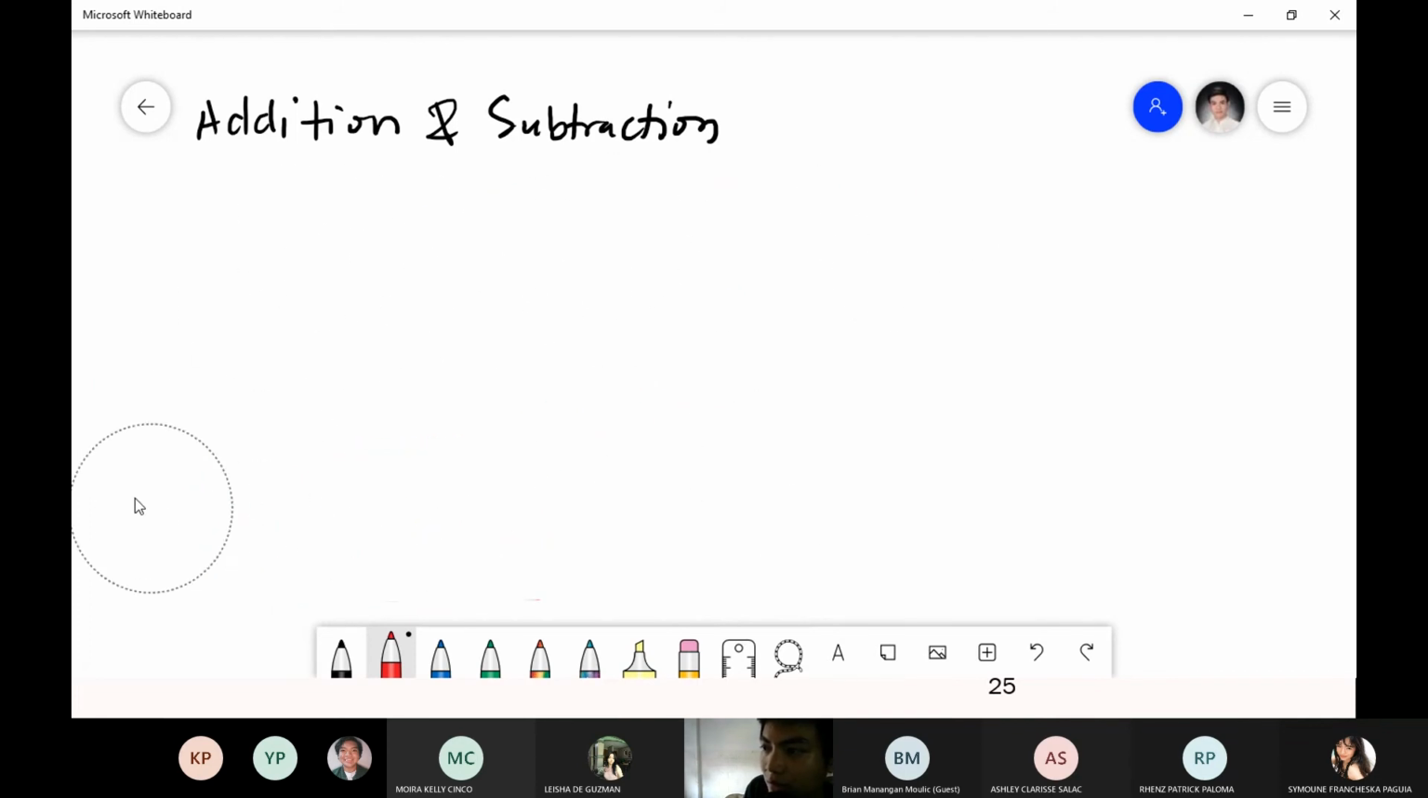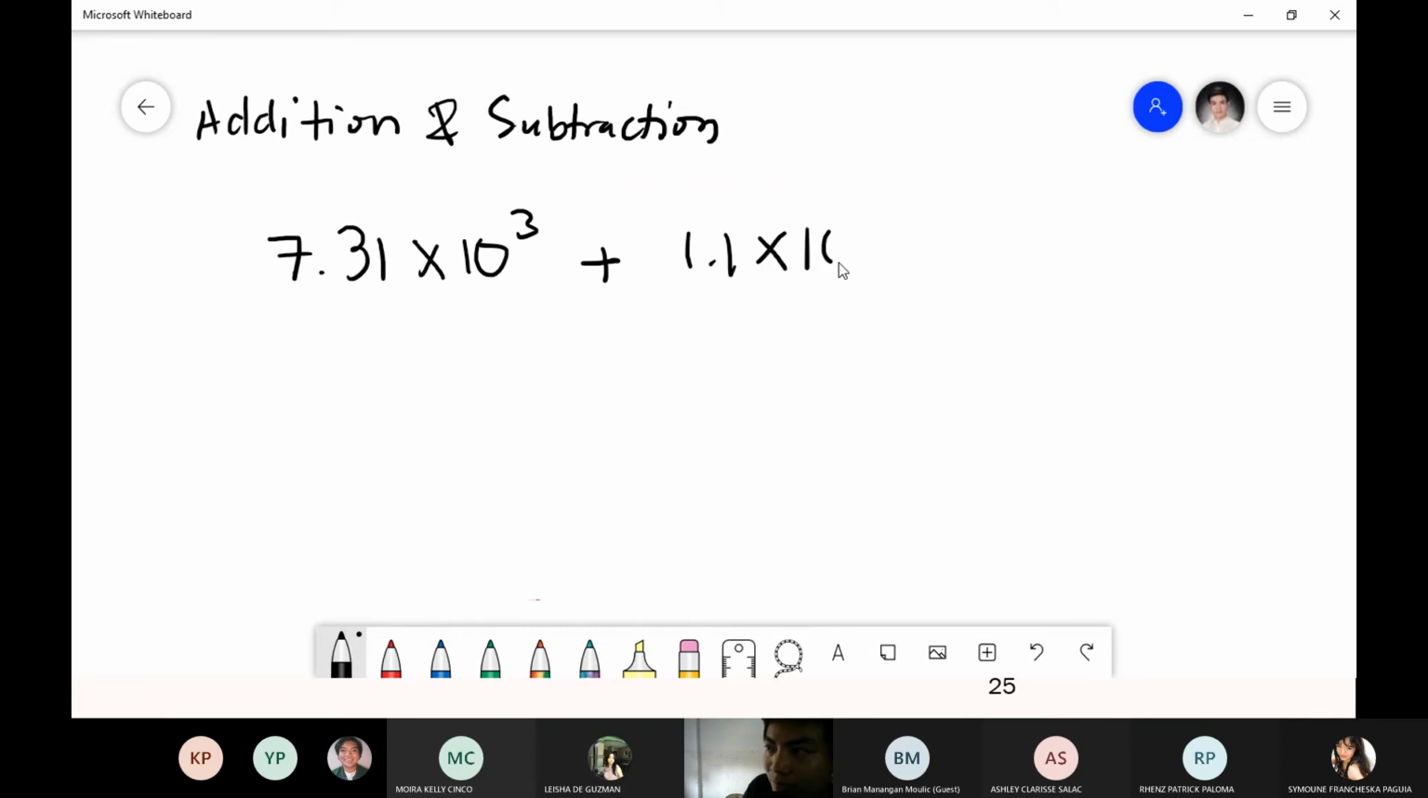Let's say, anong number kaya pwede? 7.31, ito pa rin, plus 1.1 times 10 raised to 2. Ito, magkaiba na sila ng exponent. Ano na gagawin mo? Kasi ang kailangan kapag addition, subtraction, same exponent. Kaso ito, hindi eh. Yung isa 10, yung isa 3, yung isa 2.